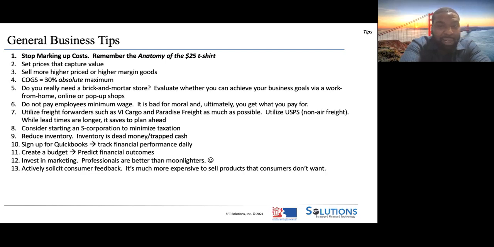Retail is expensive, right? Having to pay rent, having to pay WAPA, and dealing with all of those things, they add up. And at the end of the day, you have to make sure that you're bringing in enough sales to justify that location. Another general tip is don't pay employees minimum wage. It's bad for morale. And at the end of the day, you ultimately get what you pay for, and you pay for what you get.